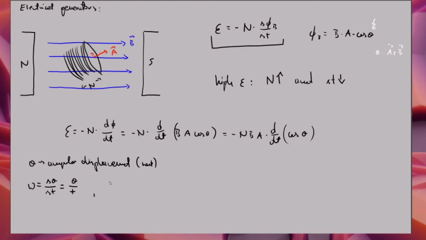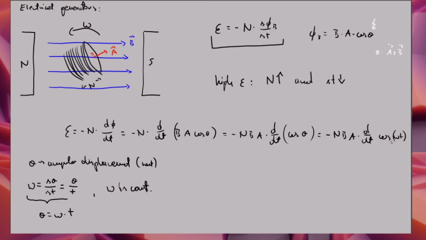Further, we're going to make a simplifying assumption that omega is constant. In other words, this thing here rotates at some omega, which is constant. You know, maybe 5 revolutions per second, or maybe 20 revolutions per second, whatever it is. It rotates at a constant rate, constant speed here. So from this little expression here, I can write that theta equals omega times t. And so now I can go back to this equation here and write that this is minus N B A times d dt of cosine omega t.